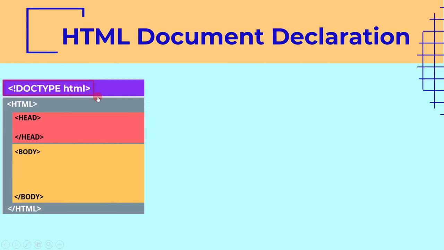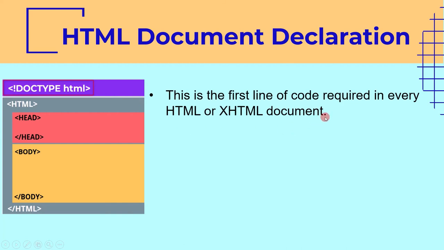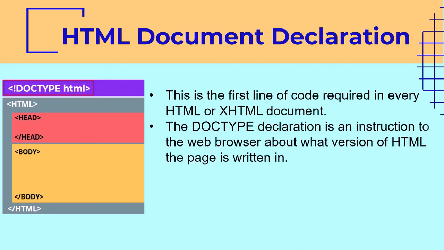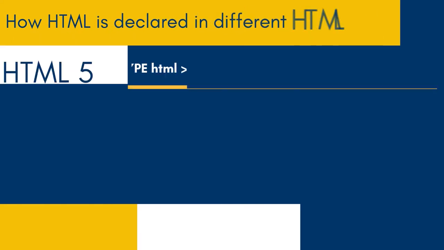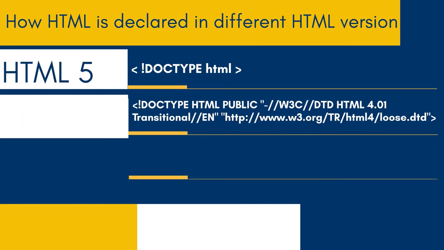The first part is the declaration part. Let's see a few important points about it. This is the first line of code required in every HTML document. The doctype declaration is an instruction to the web browser about what version of HTML the page is written in. This ensures that the web page is parsed the same way by different web browsers, and it is not case sensitive. Now let's see how doctype is declared in different HTML versions.